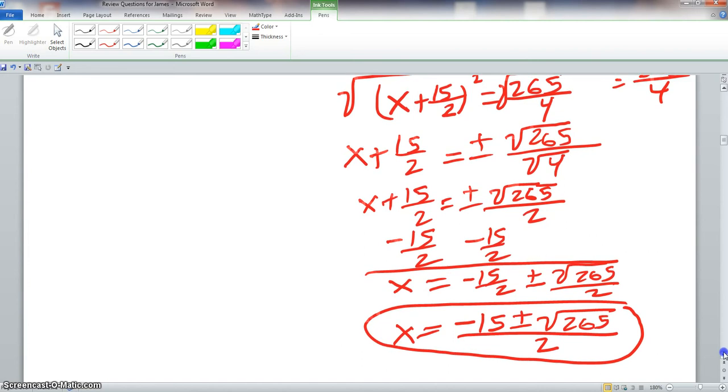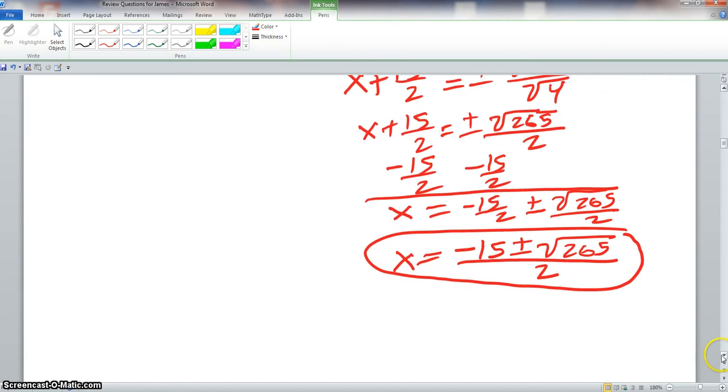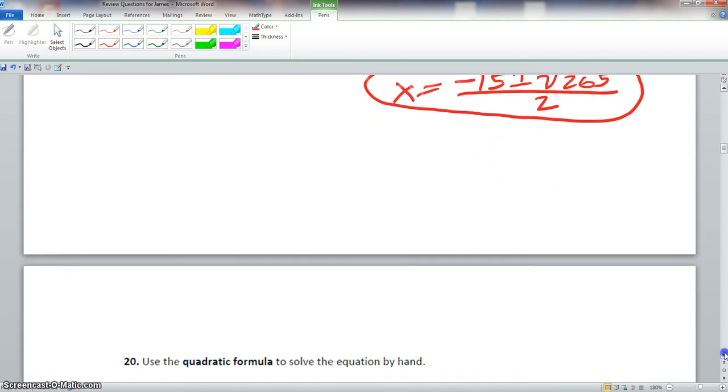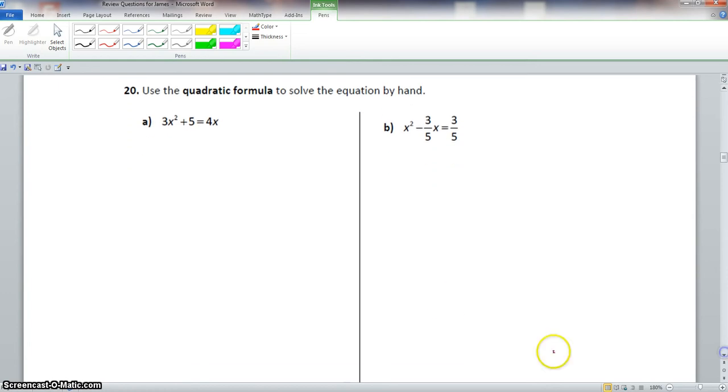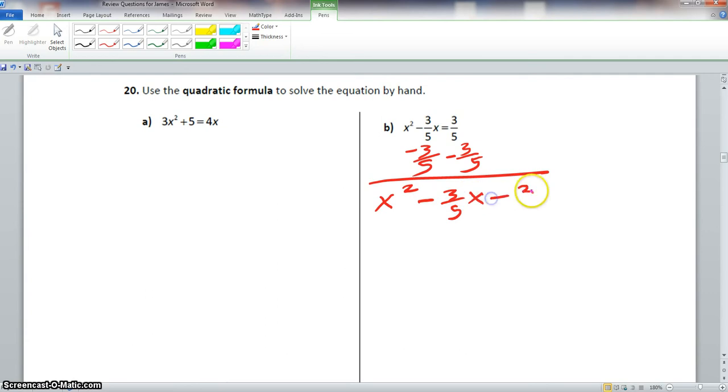Now, we will scroll down. That was 19b. Now we're going to scroll to 20b. It says use the quadratic formula to solve the equation by hand. Okay, first of all, we need to get all of these terms on one side. So we would need to subtract 3/5 on both sides. So we would have x squared minus 3/5 x minus 3/5 equals 0. Now, the best way to do this problem is first, let's get rid of all these denominators.